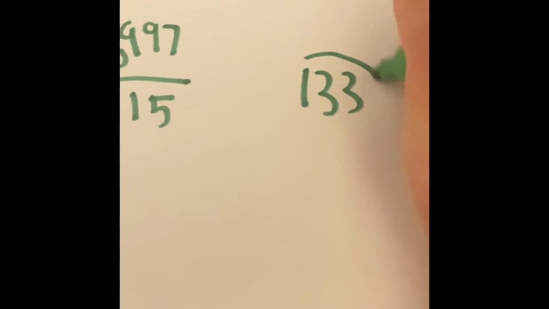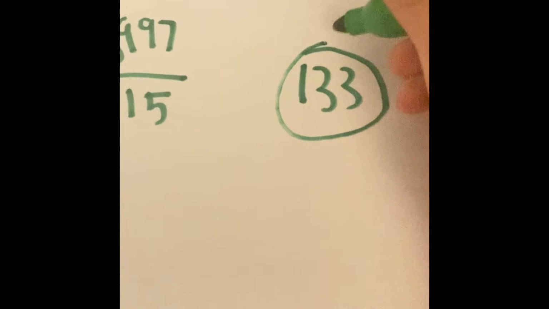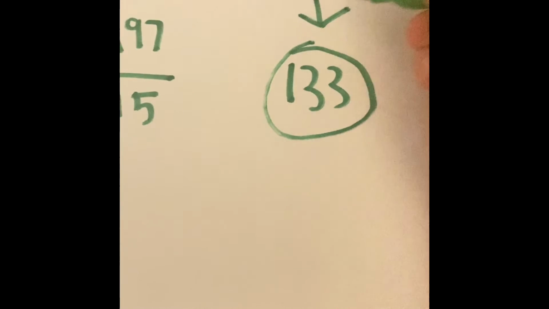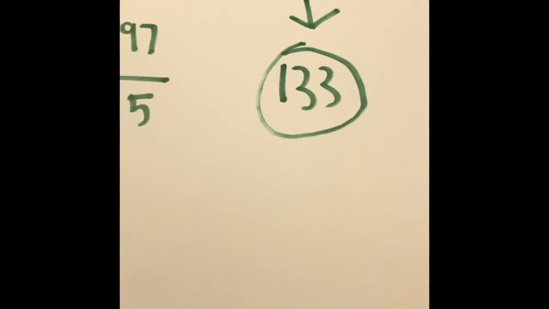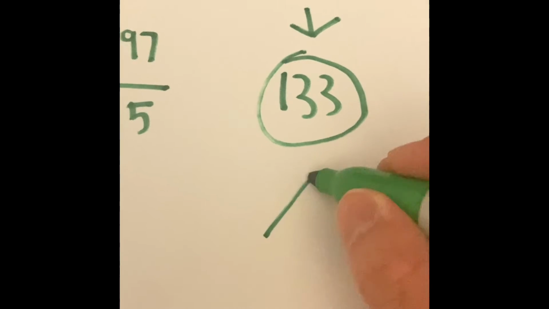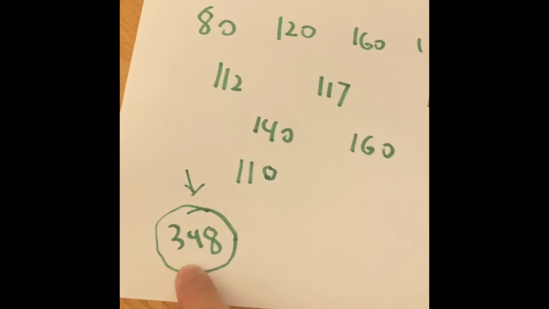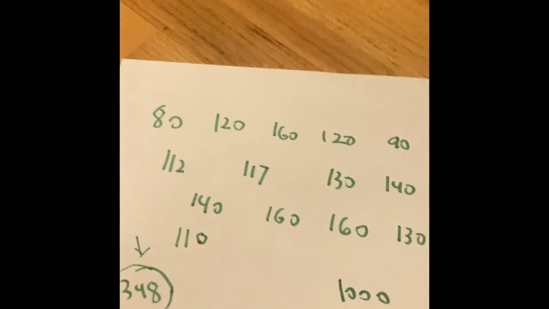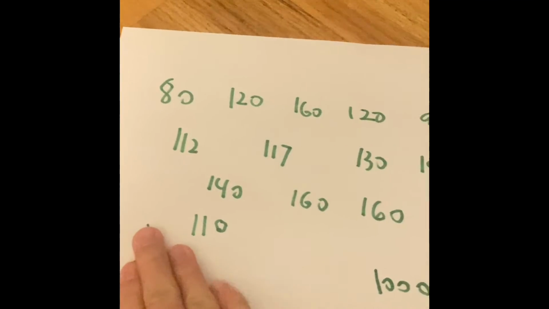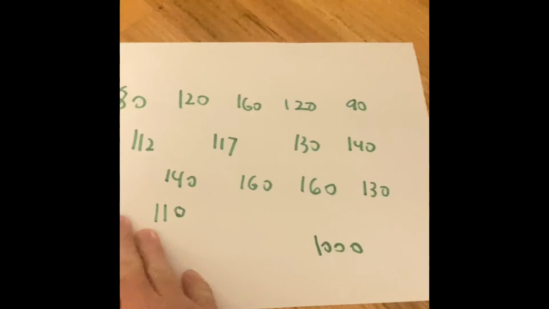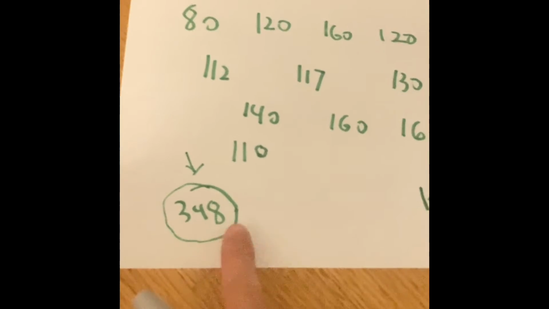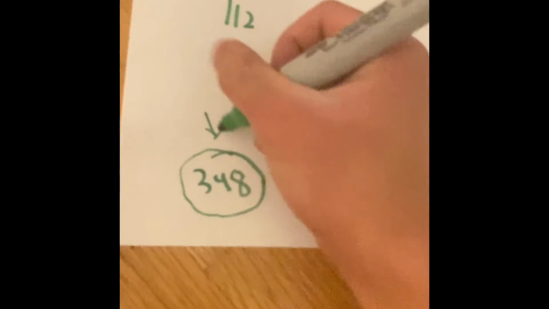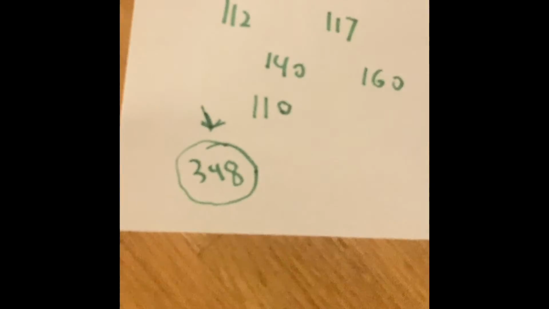133, because that is our different average, and when we have our outlier, it's gonna bring the average towards that number. So you see how 348 was a much larger number than all the other numbers. When we don't have that outlier, it's gonna come out to 117. But when we have the outlier, that outlier is going to drive the average towards itself, making the average larger.